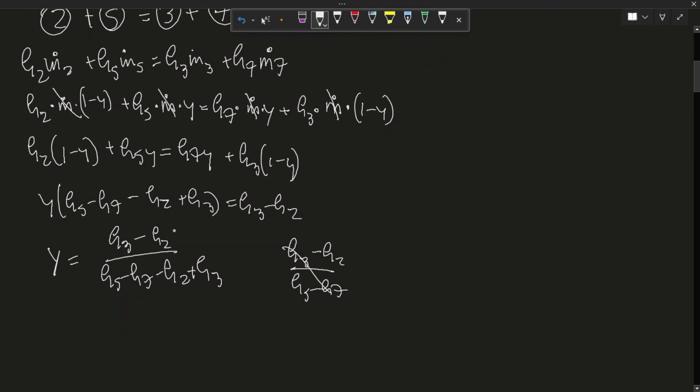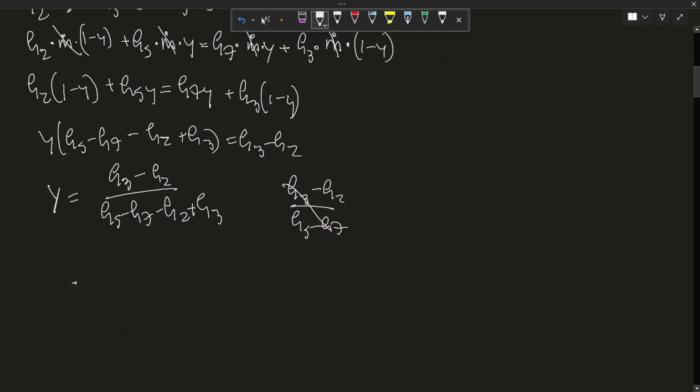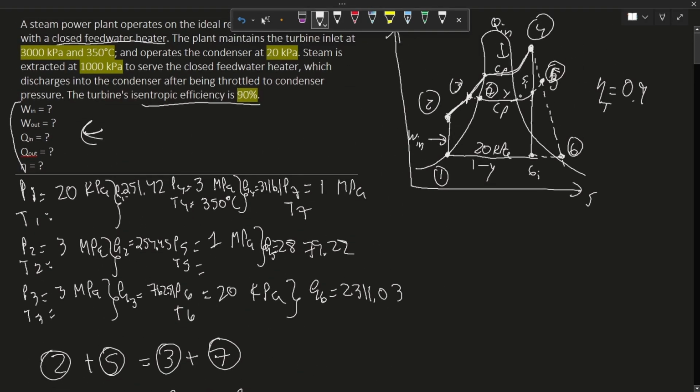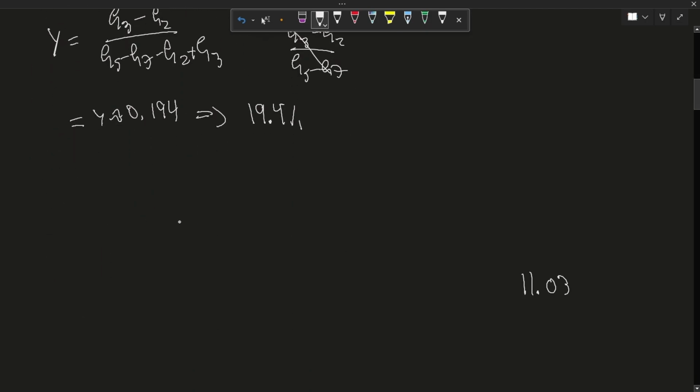So finally, plugging in the values, you get a Y of about 0.194. That means that 19.4% of the water is leaving the turbine and going into the closed feed water system. 100% is leaving the turbine, but 19.4% is going into the closed feed water system.